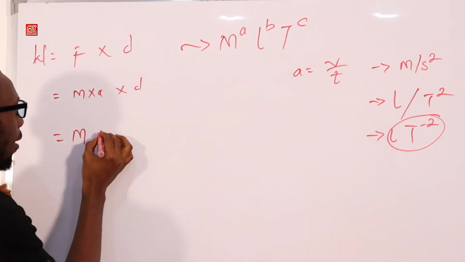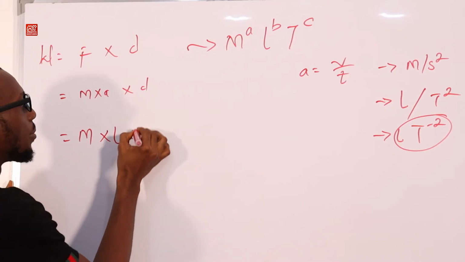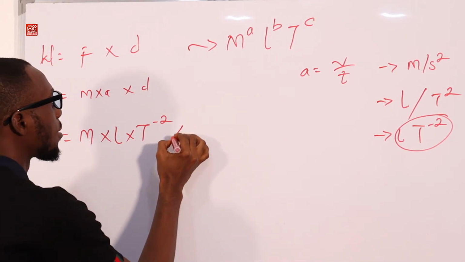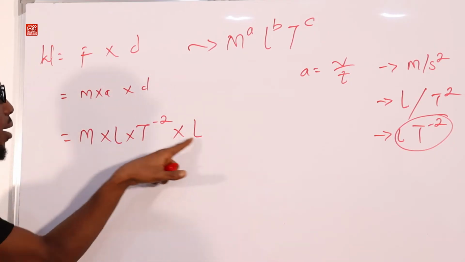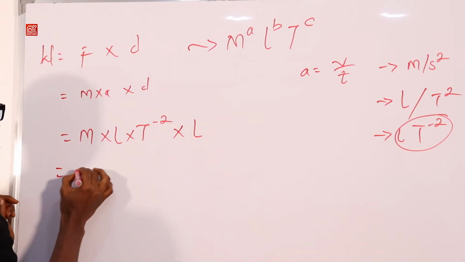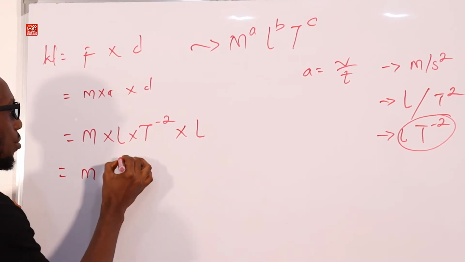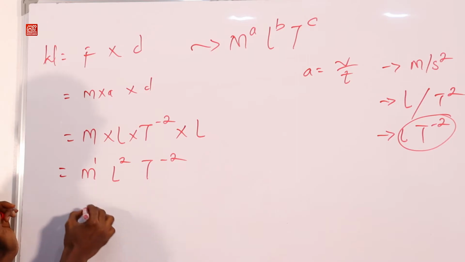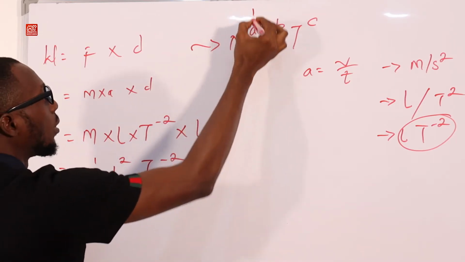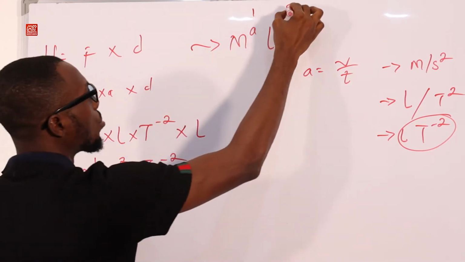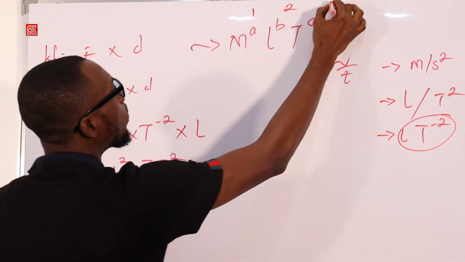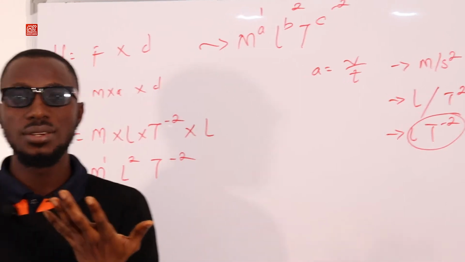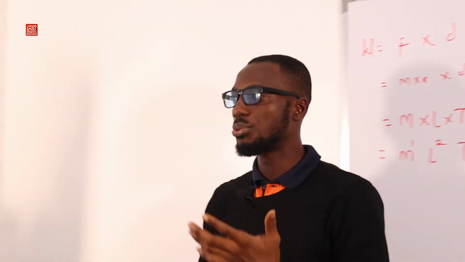So we have M times L times T raised to power minus 2. Remember distance is still length, times L. So how many L do we have? We have 2 L's. So we have M L squared T raised to power minus 2. M is 1, that means A is 1, B is 2, C is minus 2. So 1, 2, minus 2. Join me as we go back to the screen to point out the correct option.